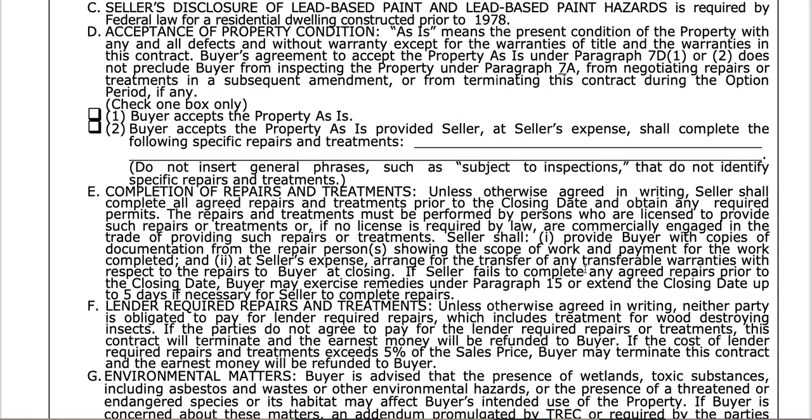If seller fails to complete any agreed repairs prior to the closing date, buyer may exercise remedies under paragraph 15 or extend the closing date up to 5 days if necessary for seller to complete repairs. That is why it's important to do walkthroughs before you close. So if you've asked for these repairs to be done, the morning of closing or the day before closing, you go with your buyer to walk through the property and make sure everything's done. If you see something hasn't been done, you notify the seller, you notify the listing agent, and then you may exercise remedies under paragraph 15 or extend the closing date up to 5 days for them to fix those repairs. Then go back and walk through it again, make sure it's correct.